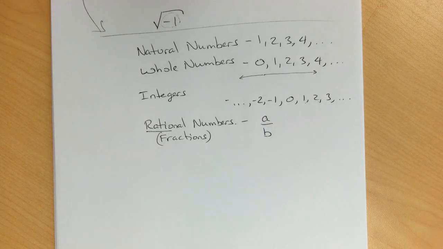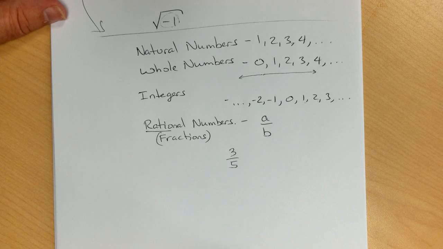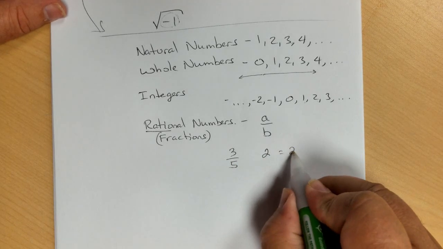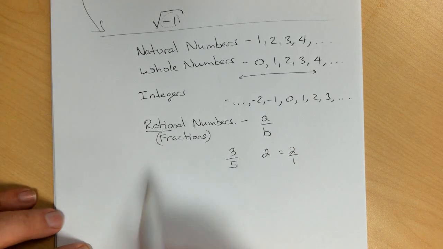Every number is made up of a fraction. Three over 5. 2 is a fraction. It's 2 over 1. So every integer is a rational number.